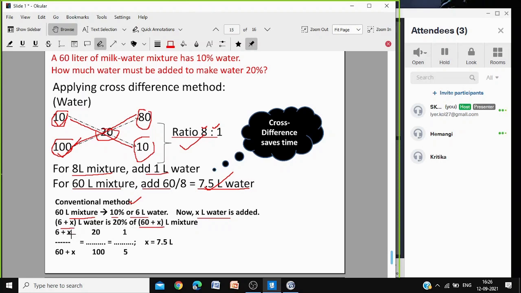So what you are doing? This is the quantity of water, this is the quantity of total mixture. This is equal to 20%, 20 by 100 or 1 by 5. And then you cross multiply and solve and get X equal to 7.5. But instead of this method, the cross difference method is time saving. 10% water is mixed with 100% water until the average becomes 20% water. See the cross difference, you get the ratio. Got it, Betty? See how the cross difference saves time?